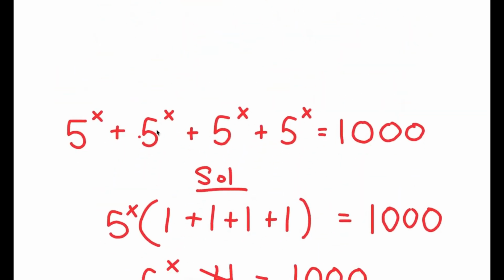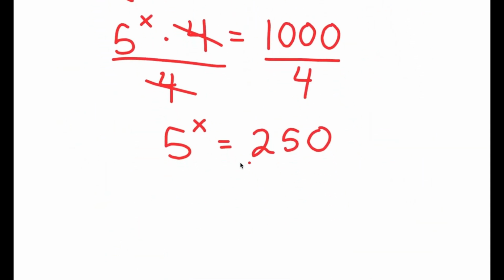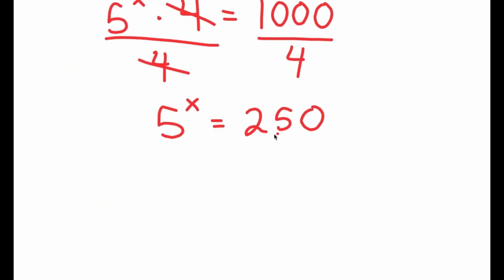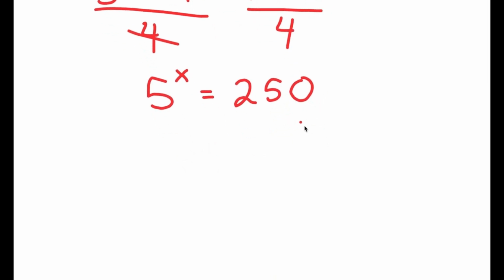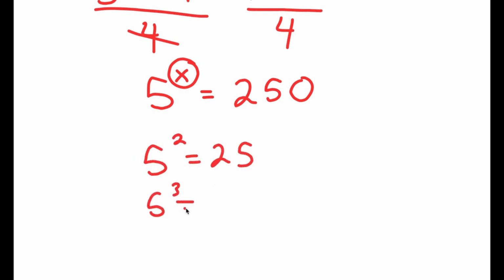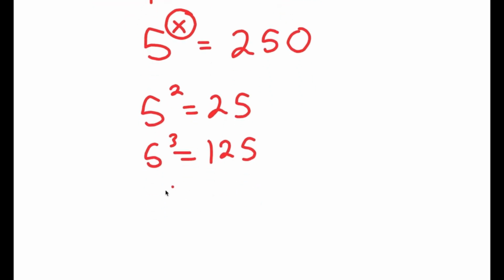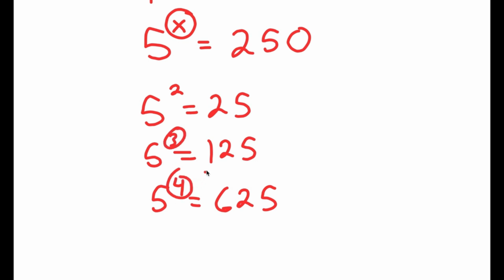So, from this large equation here, we got up to an equation that is significantly smaller. So we have 5 to the power of x equal 250, and just at first glance of this equation, we can tell that x is not going to be a whole number because we have 5 squared is 25, 5 to the power of 3 is 125, and 5 to the power of 4, this is going to be 125 times 5, which is 625. So the value of x is somewhere in between 3 and 4.